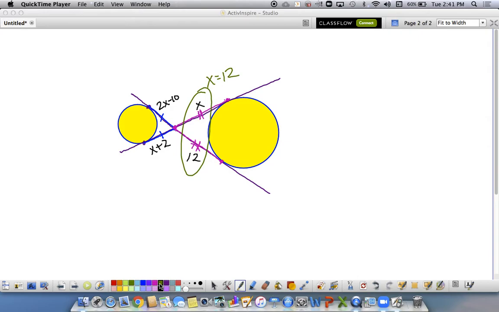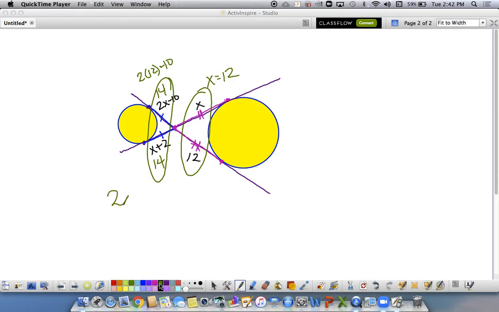And if x is 12, x plus 2 is 14. And 2x minus 10 was 2 times 12 minus 10, 24 minus 10. That has to be 14 also. Did it make sense that these two sections had to be the same also? Of course. Could we have done that differently?